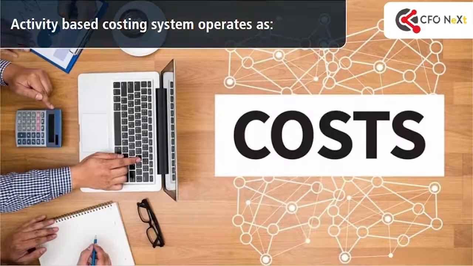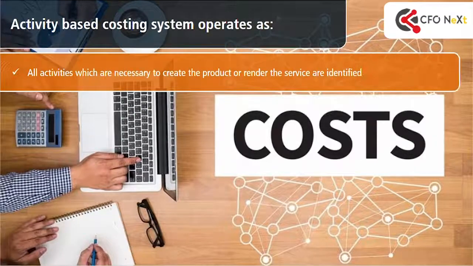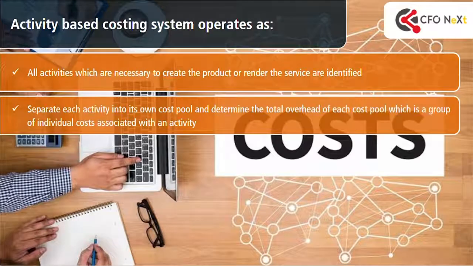An activity-based costing system operates as follows. First, all activities which are necessary to create the product or render the service are identified. Next, we have to separate each activity into its own cost pool and determine the total overhead of each cost pool. A cost pool is a group of individual costs associated with an activity.